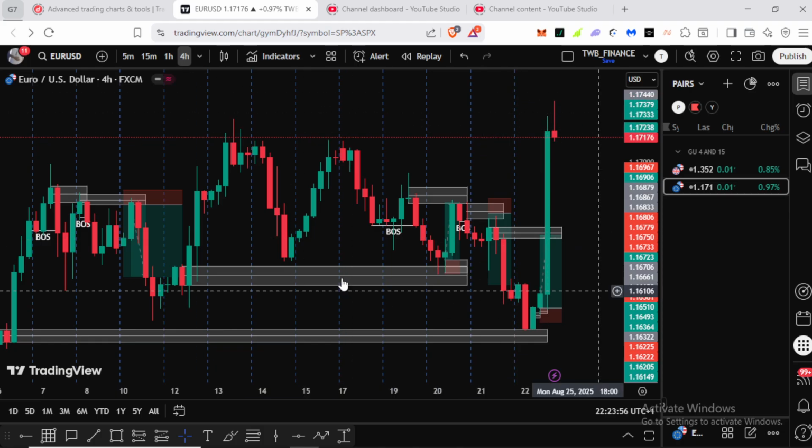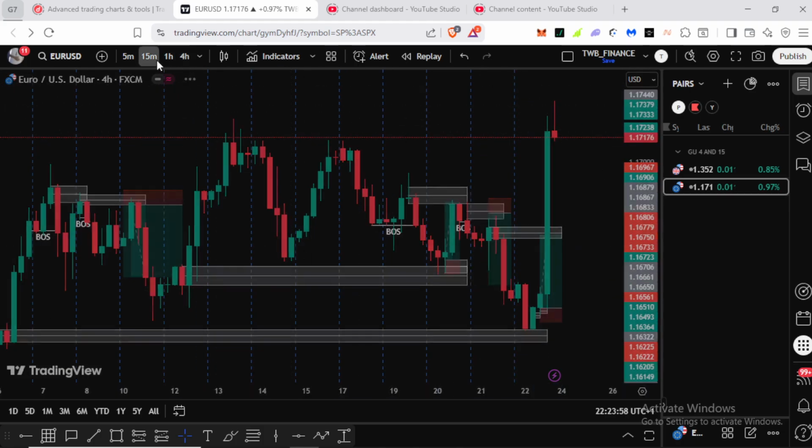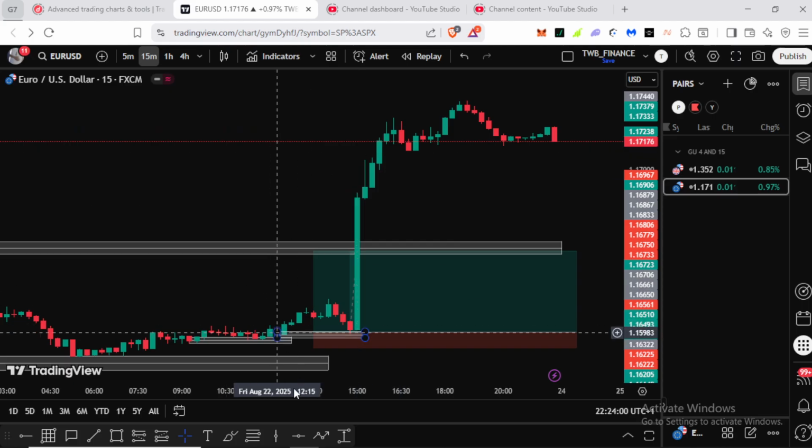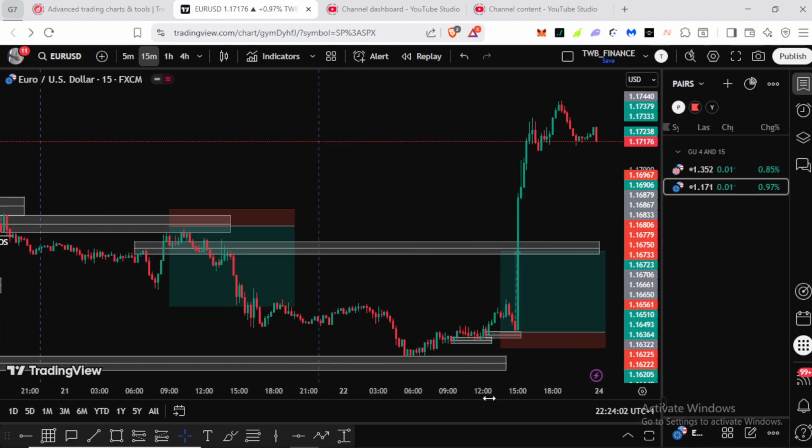So let's now go to the entry part. Let's go to the 15 minutes. You can see there was nothing here. My own target was that, okay, let's take a buy and then we'll continue with the sells here, and look at what happened. God is the greatest.